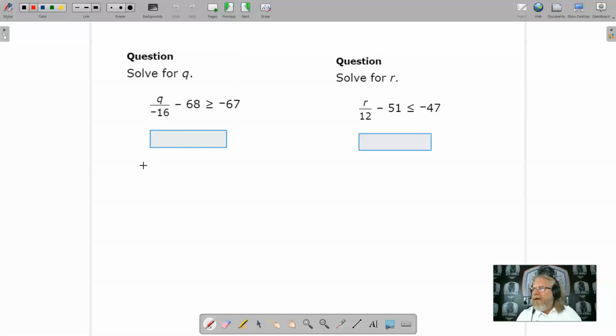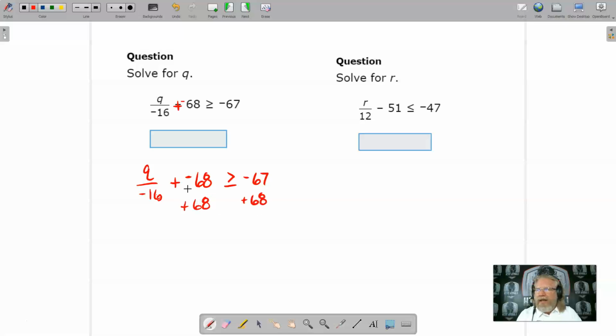On this one here, we have Q over negative 16, minus 68, and I'm going to write this as plus negative 68. Here's why. I hope you're used to thinking of it this way as well, because then I see that I have a negative 67 right over there. There we go. Now I want to get rid of the negative, so I need to add 68, right? And so I'm going to add 68 to this as well.